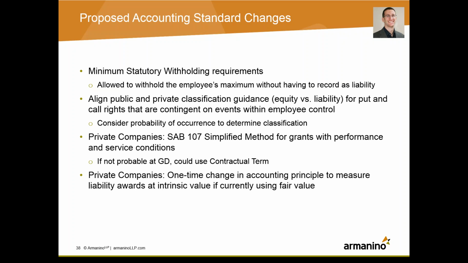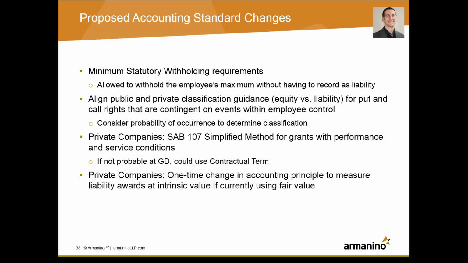Some of the classifications for put and call rights that are contingent on events within the employee's control, they're looking to align some of the public and private classifications. The FASB has tried to make things easier for private companies in some ways, but sometimes when they're not aligned, it just makes it more challenging because you have to have a difference. And if you are a company that plans to go public anyways, you need to record as a public company and report as a public company.